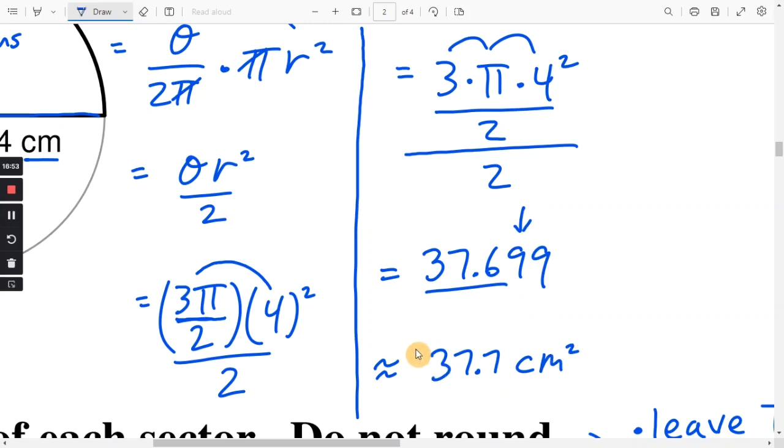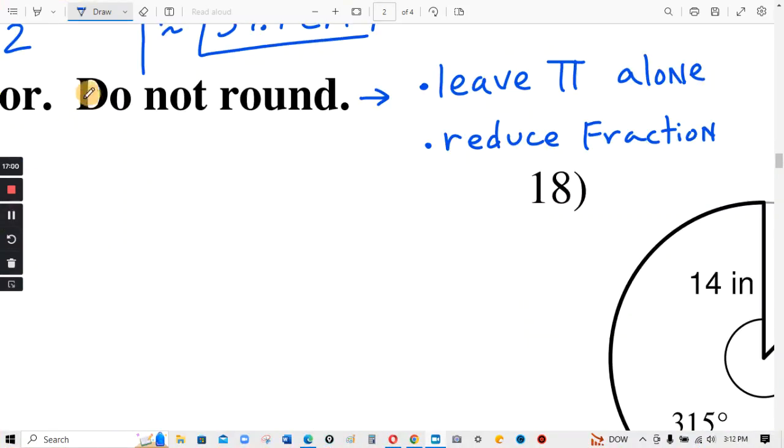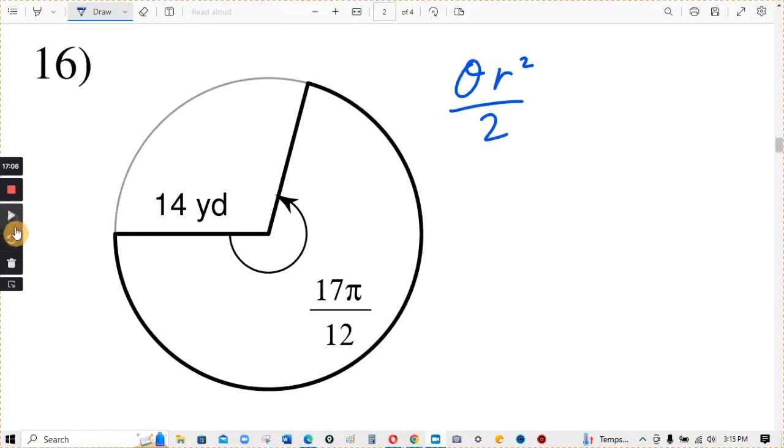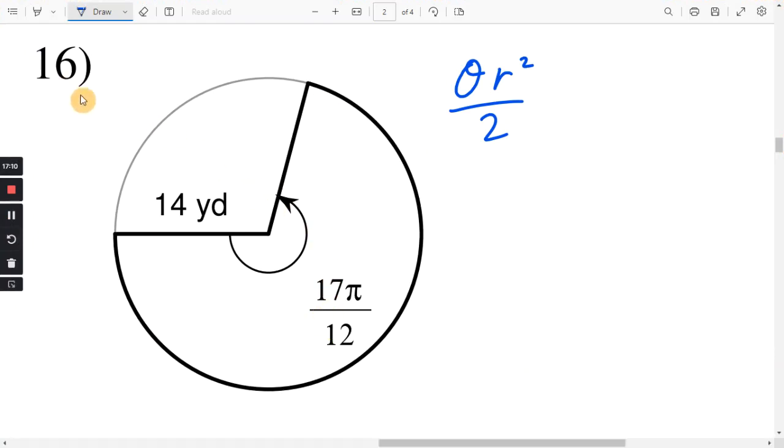So that's going to be centimeters squared. All right, let's go to the do not round section. Again, you want to leave pi alone and try to reduce the fraction. Actually, before we go to the do not round section, why don't you pause and try number 16.